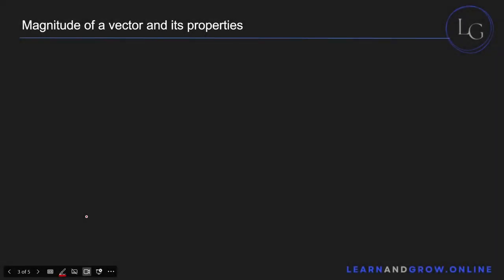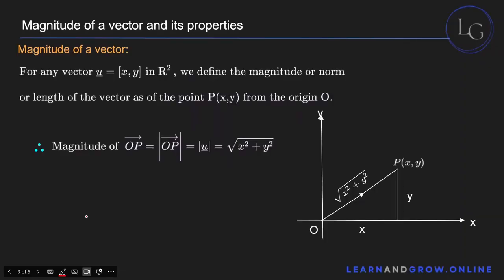Now let's discuss what the magnitude of a vector is and its properties. So for any vector u with x, y as its coordinates in a two-dimensional plane, R squared, this just means it's a two-dimensional plane, we define the magnitude, norm, or the length of this vector u basically like this. Now the terminal side is basically from the origin O. In this particular example, the initial side of vector u is at the origin, and this is its terminal side P, and its coordinates are x and y.